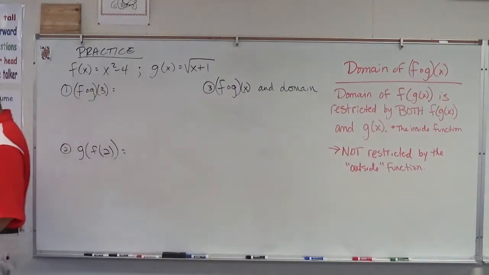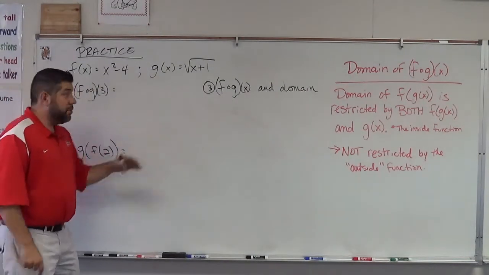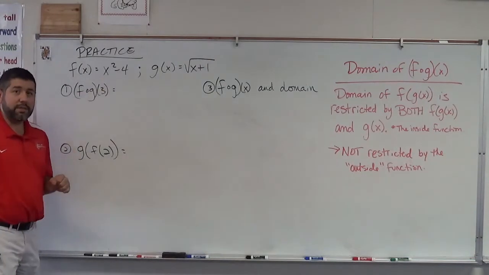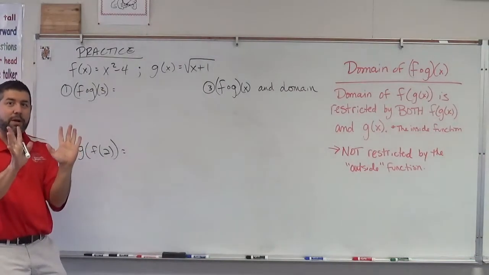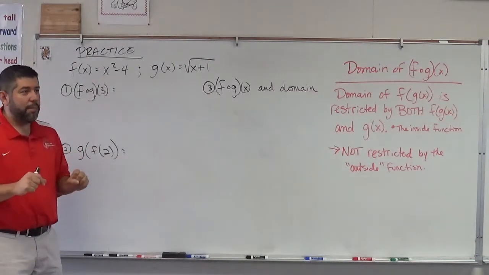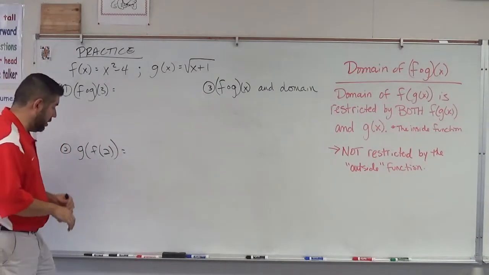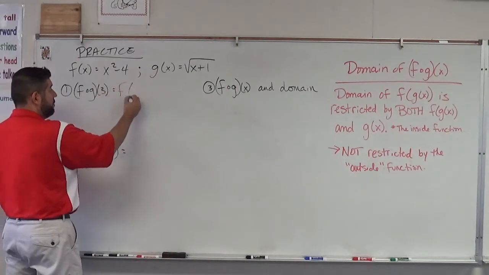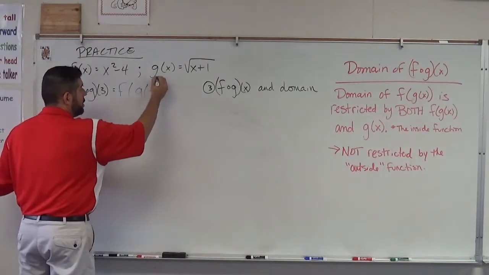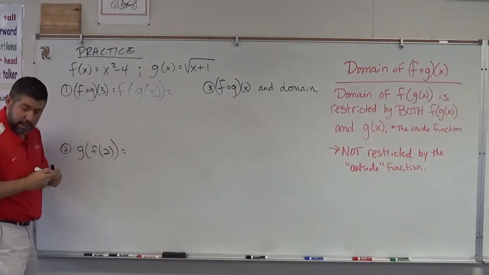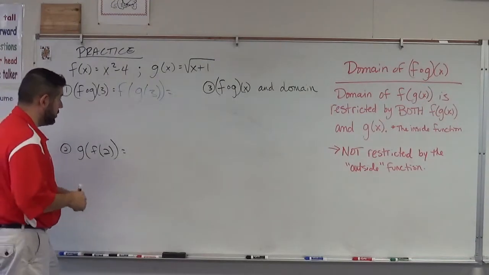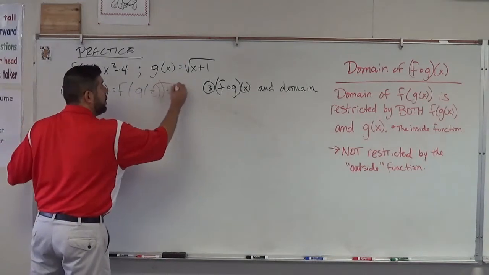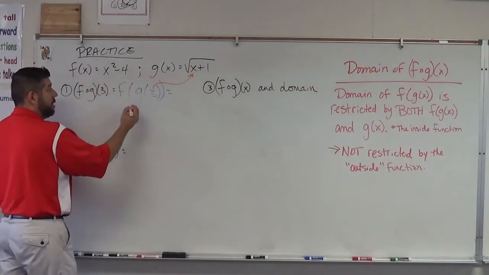Okay, so hopefully you had an opportunity to do this problem here, and we've got f of x equals x squared minus 4, g of x equals square root of x plus 1. Hopefully you didn't freak out at the square root, and I know it's a little bit different, but the process is the same nonetheless. So let's go ahead and plug in. Now this is f of g of 3, right?